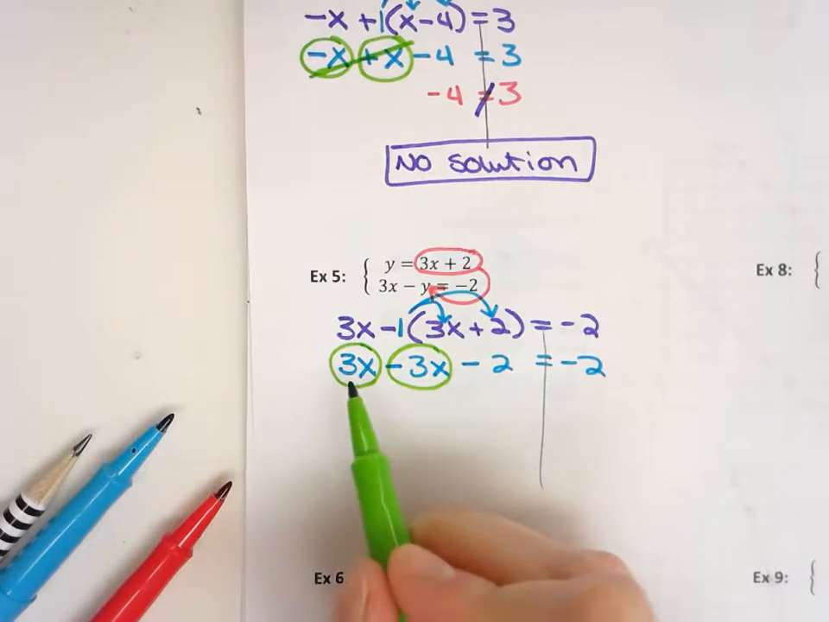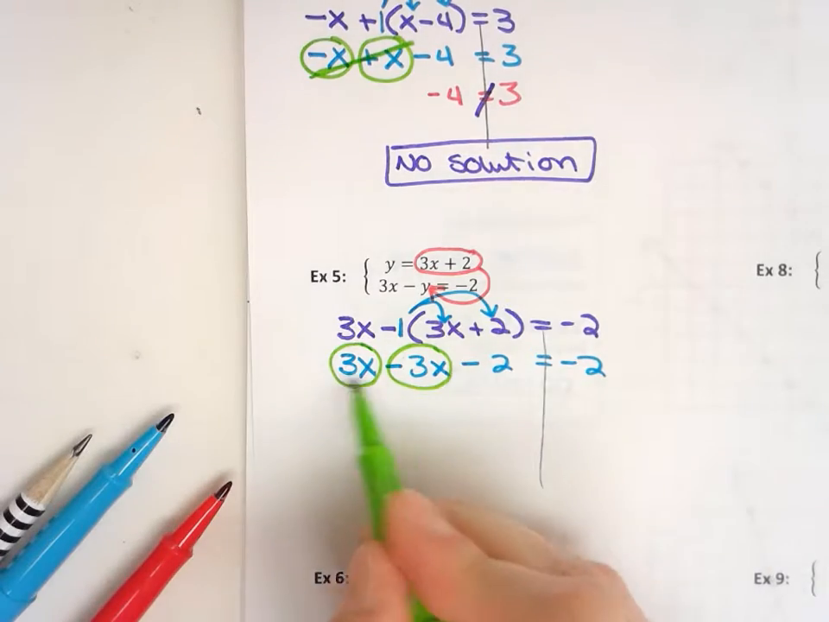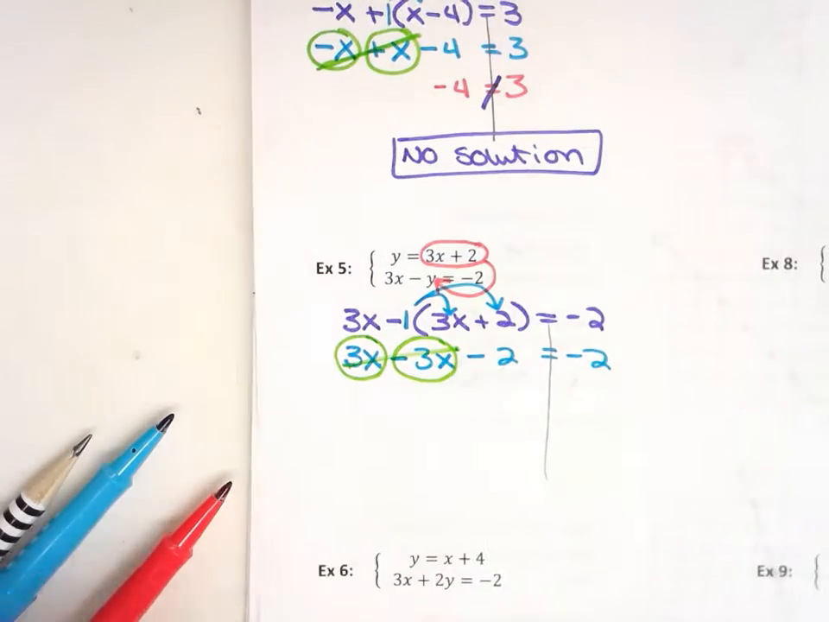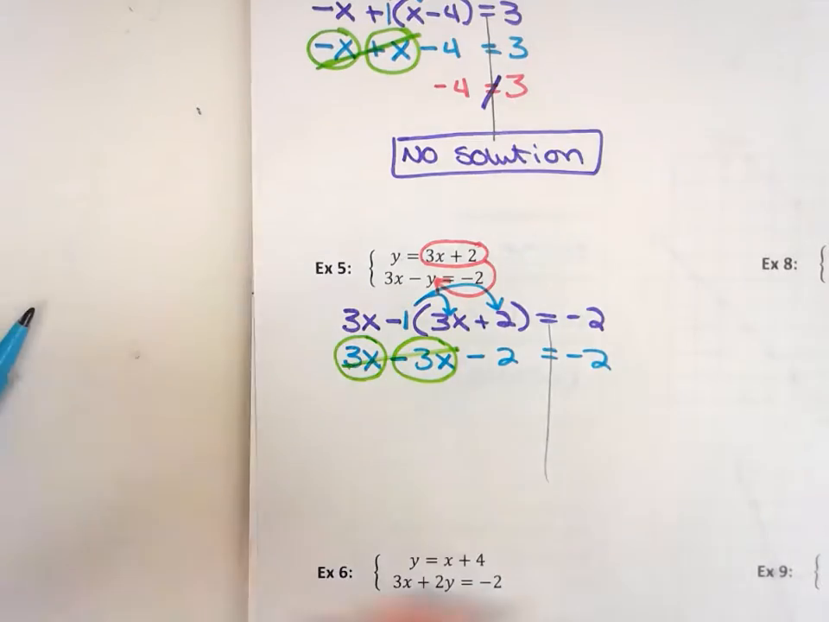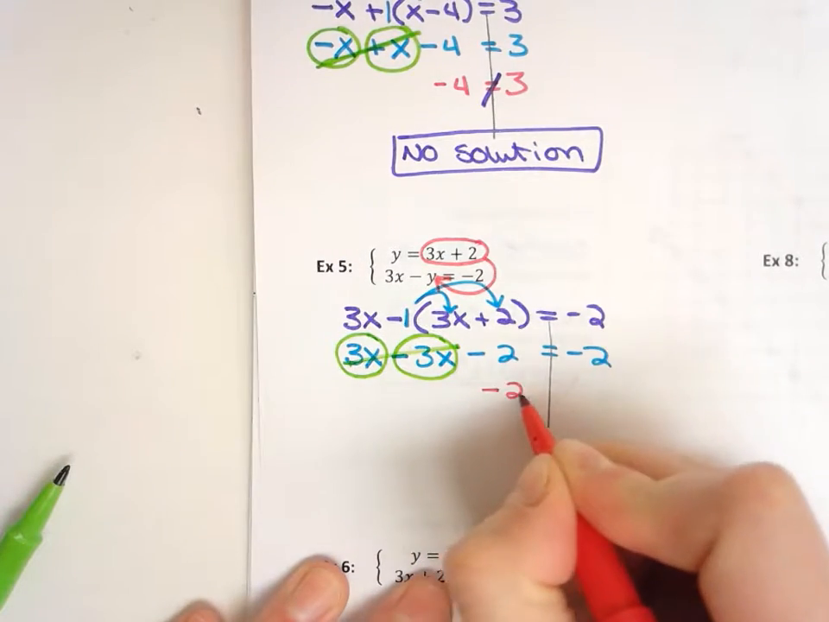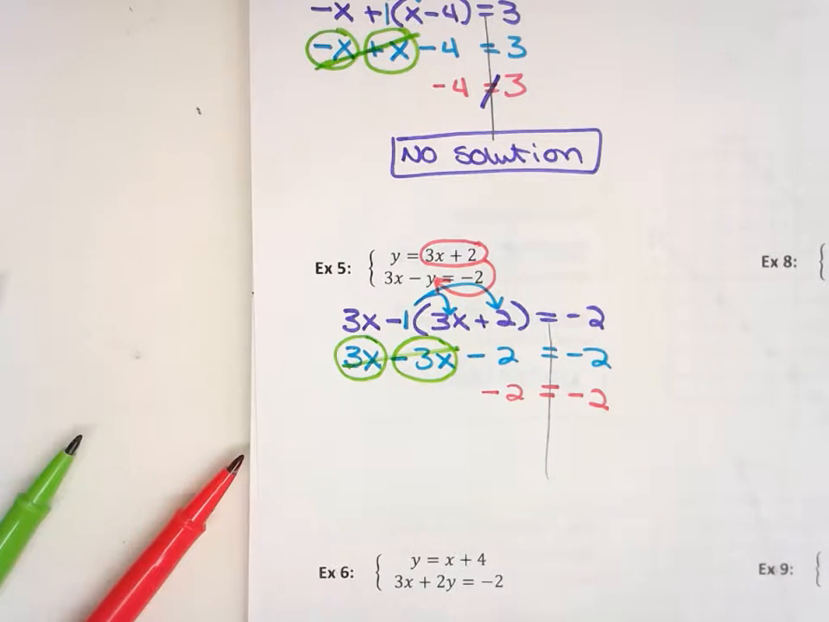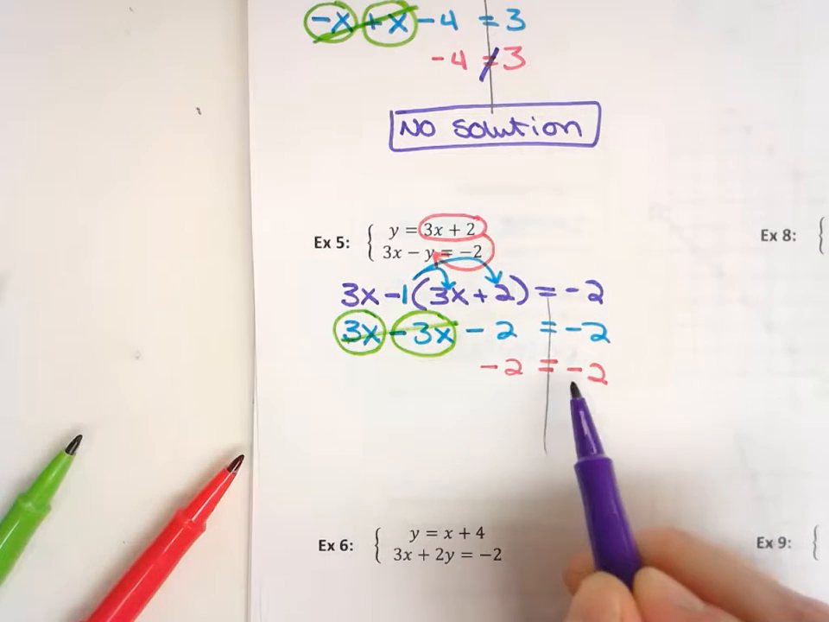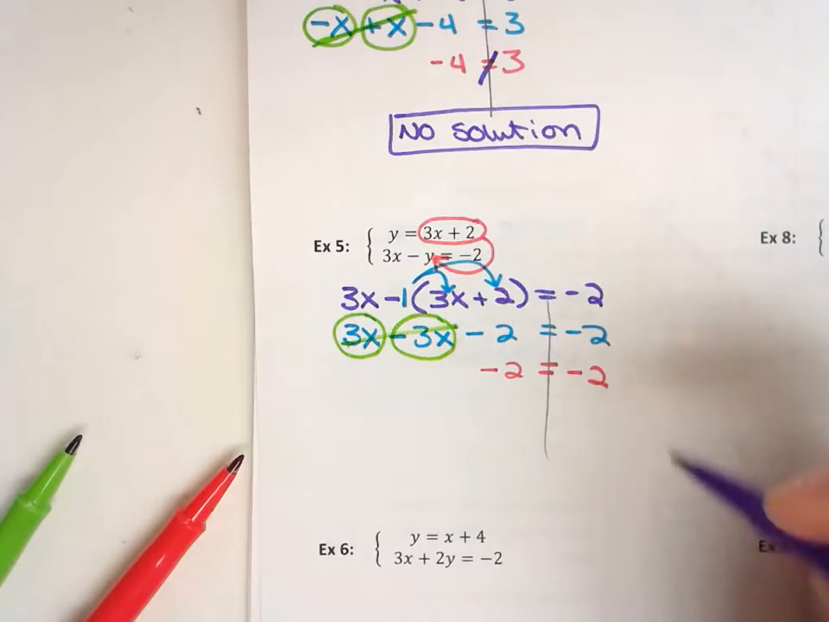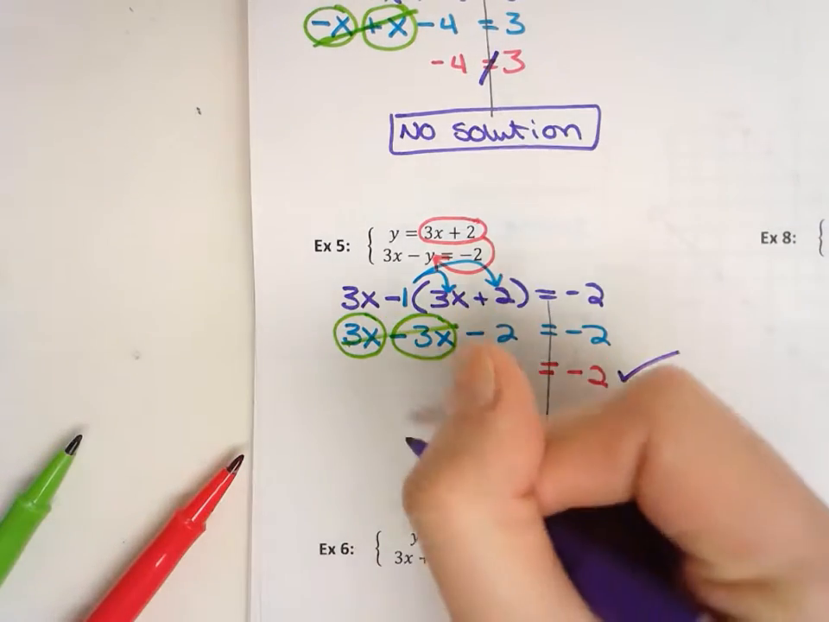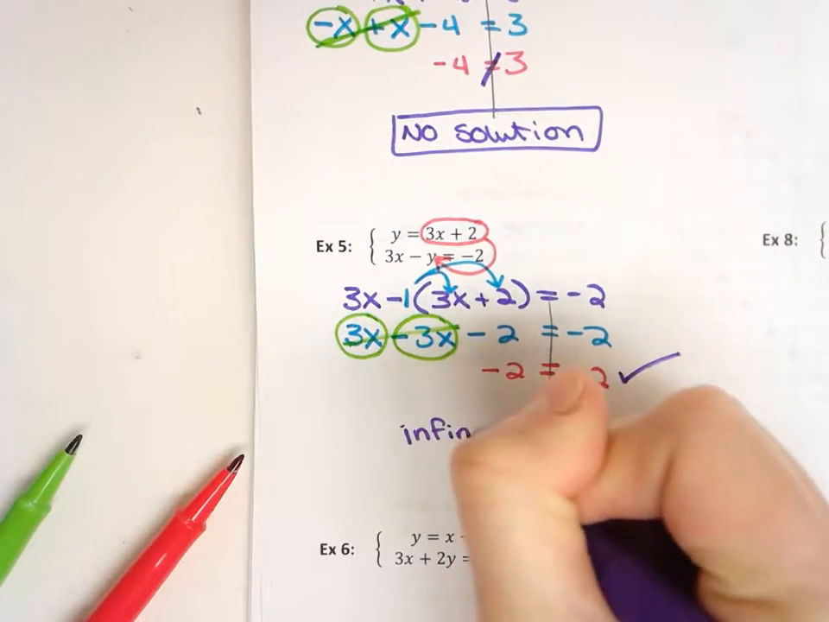Now you can think of that as 3 plus negative 3 or 3 minus 3. Either way, it's 0 and my x's are completely eliminated from the problem. I just have numbers remaining, which means it's going to be one of those special systems. But this time, negative 2 actually does equal negative 2, so that is a true statement. This one is infinite solutions.